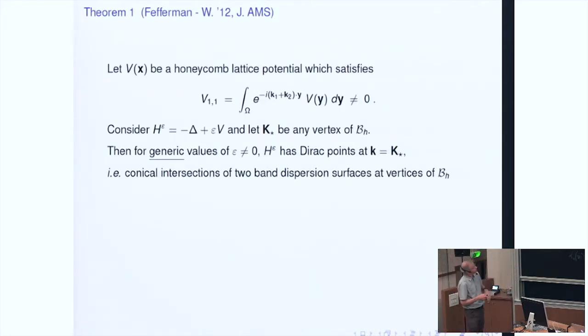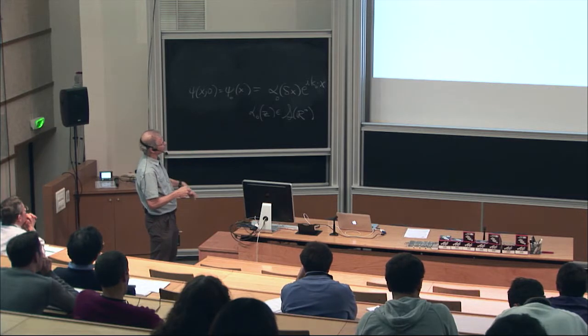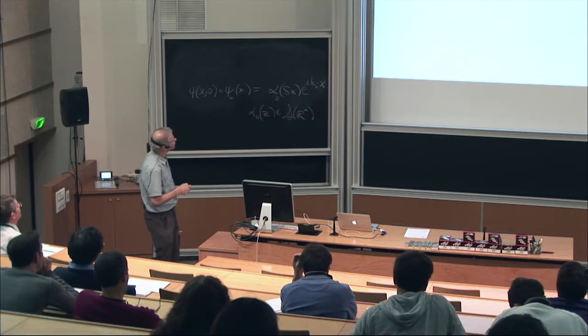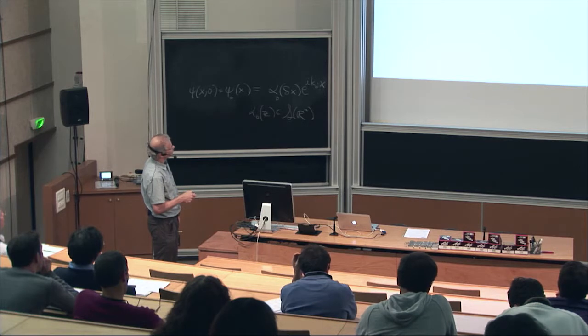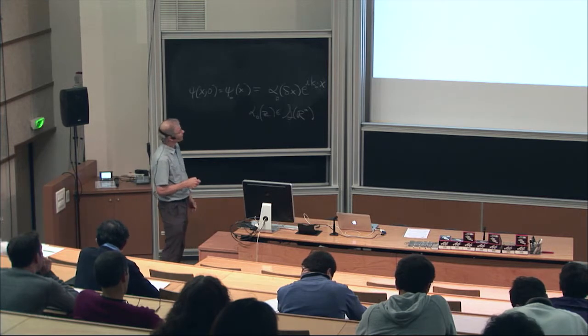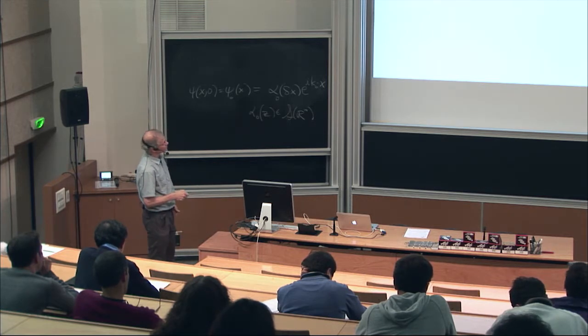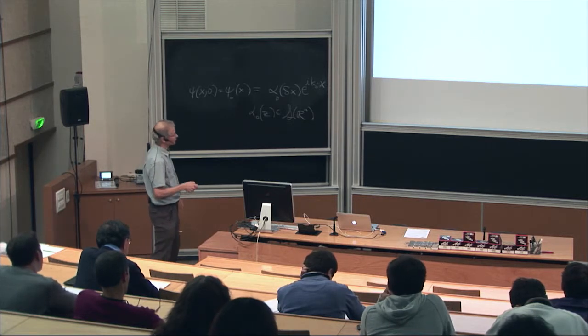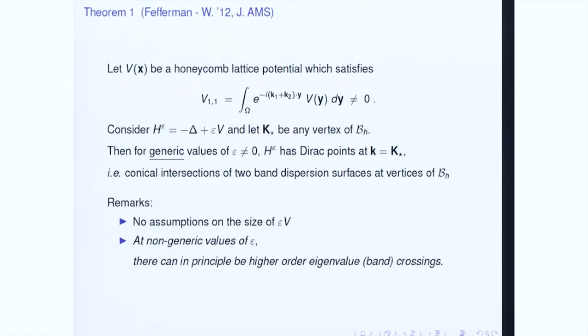So the theorem that we prove is the following. Let V of x be a honeycomb potential, which is non-degenerate in this sense. This essentially excludes the zero potential. Consider the following family. We take V, which satisfies the properties of a honeycomb potential, and look at minus Laplacian plus epsilon V, where epsilon is not necessarily small. We show that for generic values there are Dirac points. There are conical intersections of consecutive dispersion surfaces.